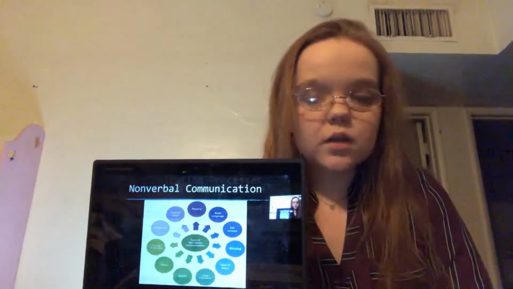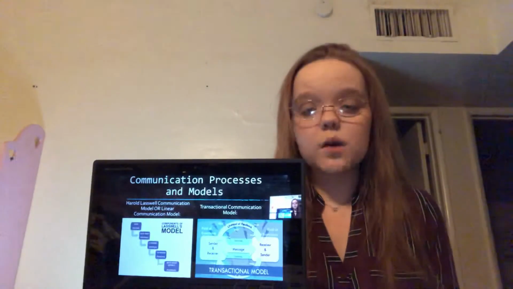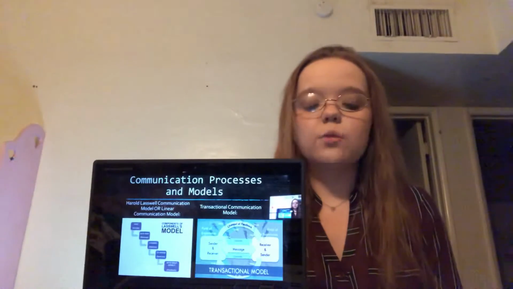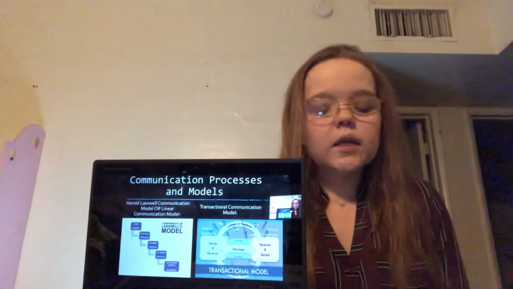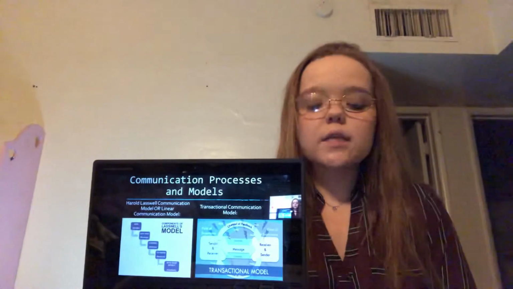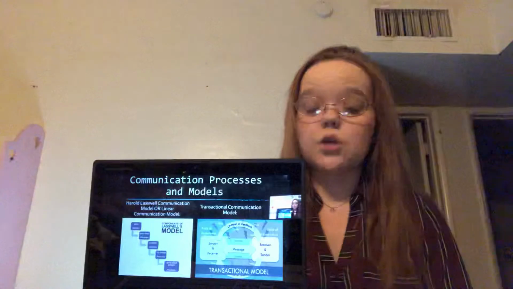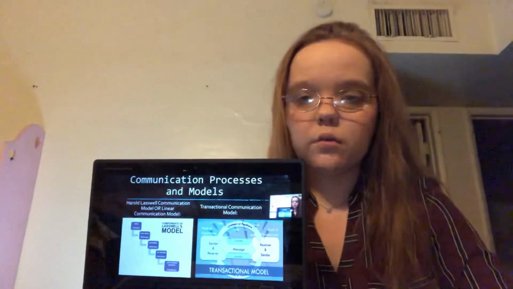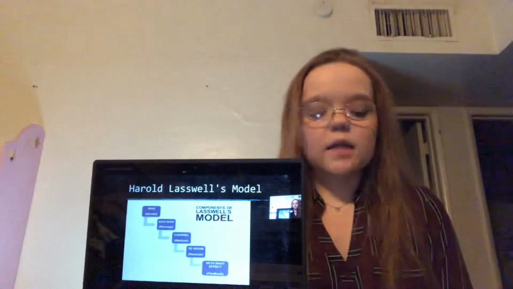Human communication is a process. There are 2 types of models that can explain it: Harold Laswell's model and a transactional model. Professor Candace Thomas Maddox, in her 2019 communication article, wrote, "Harold Laswell, 1948, created one of the earliest models to depict variables in the communication process." And on the right side, you will see the transactional model that I will talk about in a minute. First, let's start with Harold Laswell's.